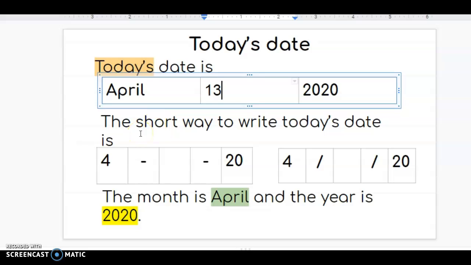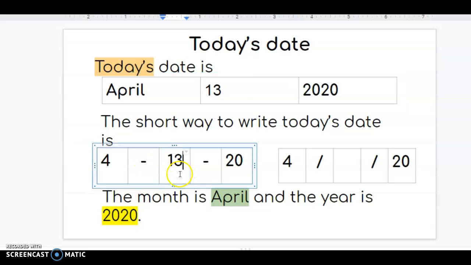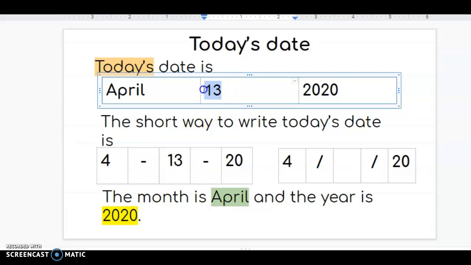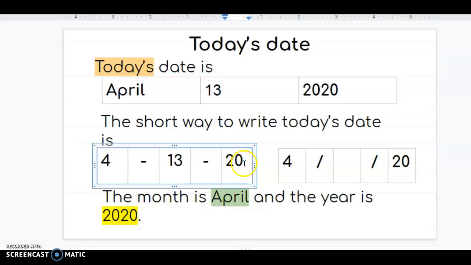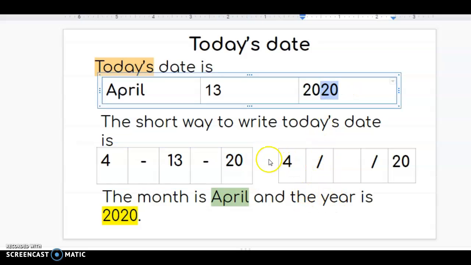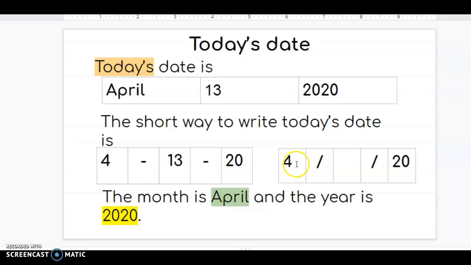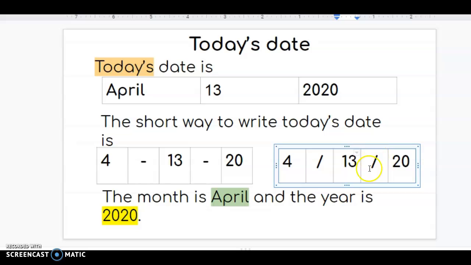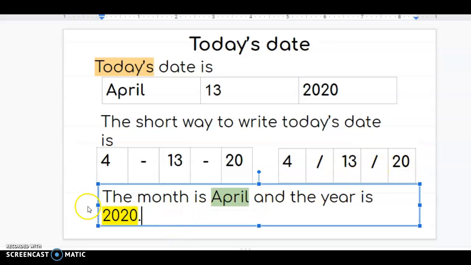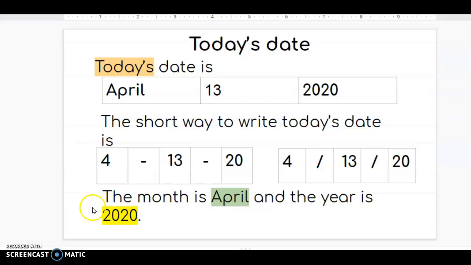The short way to write today's date is a 4, because April is the 4th month in the year. Then we have our dash, 13 for today's date. And the year 2020, the short way is we write the last two numbers in 2020, so that's 20. Another way that we can write it is we keep the same 4 for April, slash 13, slash 20. The month is April and the year is 2020.